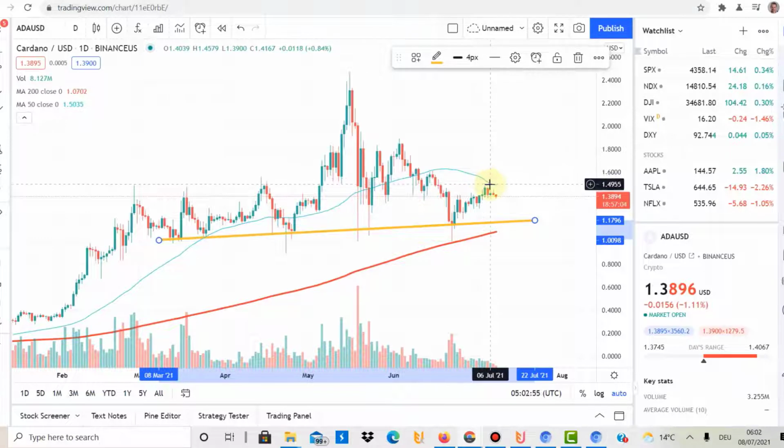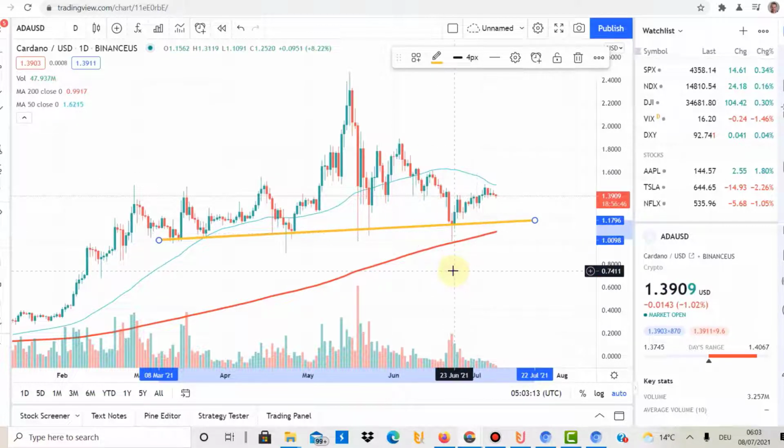So if the 50-day moving average remains above the 200-day moving average, it indicates we're in an upward trend anyway. This is probably why Cardano did not drop in the recent correction as much as Bitcoin. But to have a look at that further, let's take a look at some of the indicators.